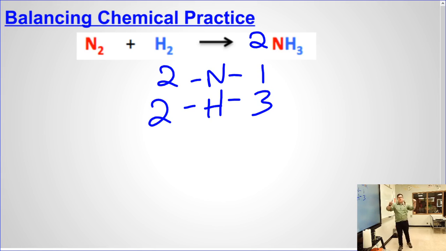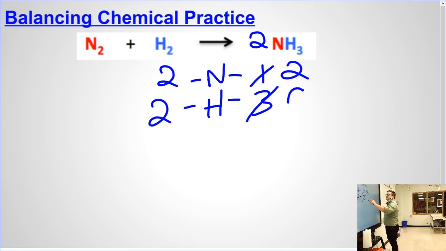So Abby, how many nitrogens do I have on the right side? 2. But did that 2 also affect anything else? Absolutely, the number of hydrogens. So how many hydrogens do I have? Fantastic. I've got 6 hydrogens.